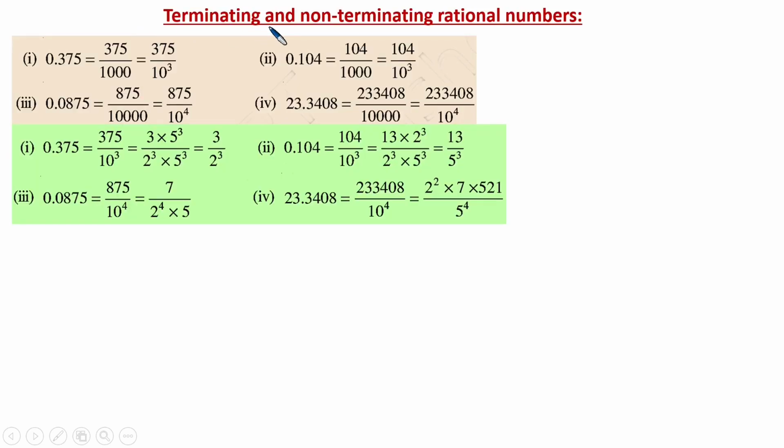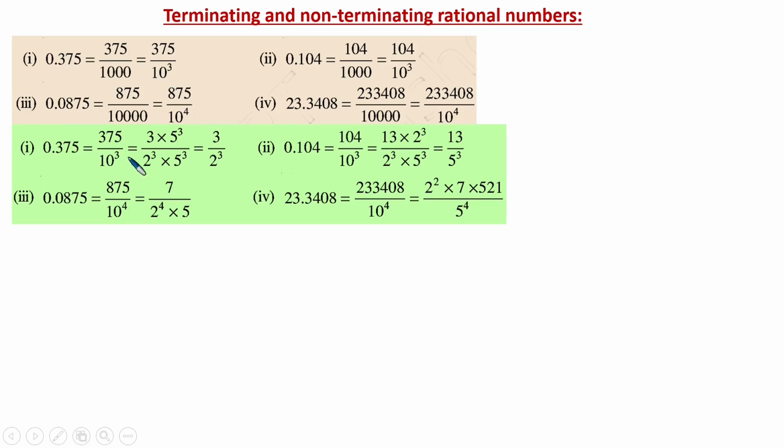Okay, now we will discuss terminating and non-terminating rational numbers. Here we will see that the decimal 0.375 I can write as 375 divided by 1000, because there are 3 zeros. So the decimal place here will go 3 times. This is 0.375. So kindly please go through class 9. I'm repeating many times, but all these things are discussed there in much greater extent.